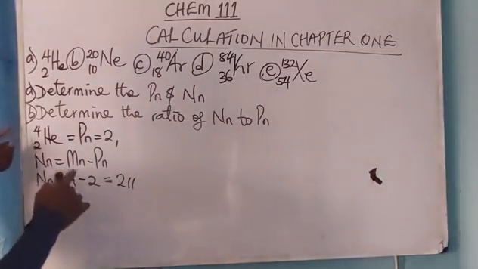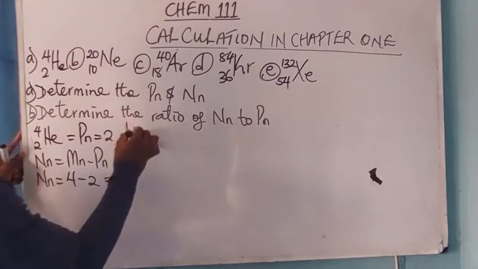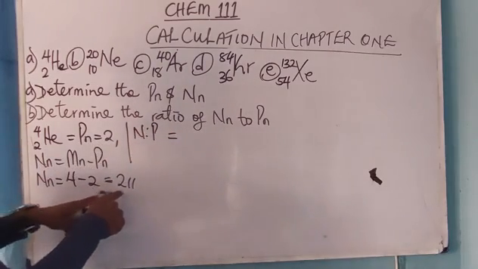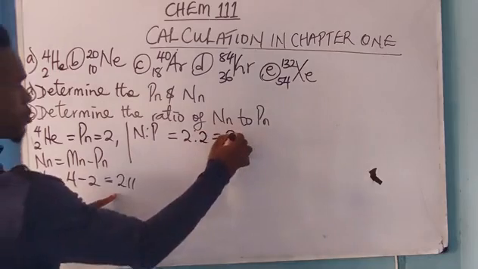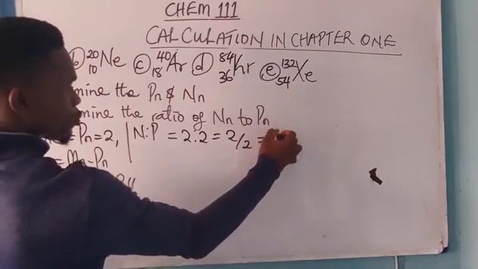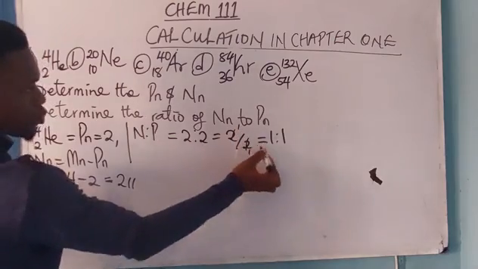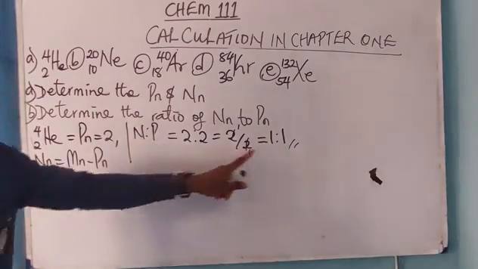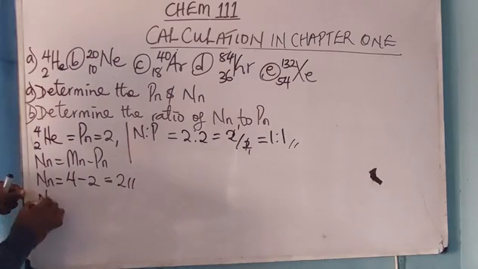Now, they said we should also look for the ratio of neutron to proton. It becomes neutron to proton. If the neutron number is 2, the proton number is 2. It therefore means 2 over 2, and this is 1 to 1, because 2 into 2 is 1, 2 into 2 is 1, so the ratio is 1 to 1. It means that the neutron number to proton number is 1. That is the answer.